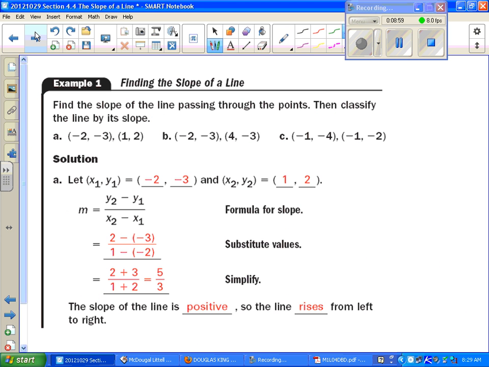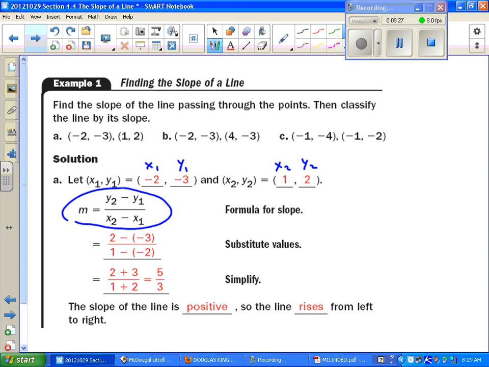Example number 1, this is finding slopes, and we just did one like this, so we'll go quickly through these. Negative 2, negative 3, so x sub 1, y sub 1, x sub 2, y sub 2, and then you just plug your values into your slope formula. Here's your slope formula right here. I'll provide the slope formula on this test. I'll probably provide it on next week's test, but after that, you'll be on your own for the slope formula. Y sub 2 is 2.